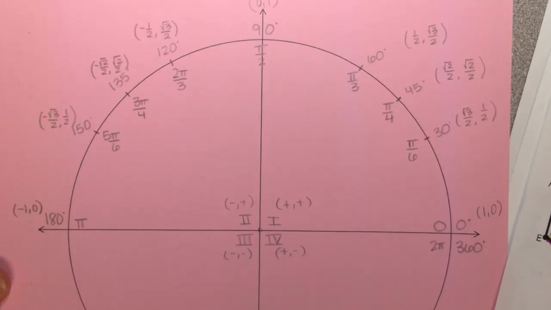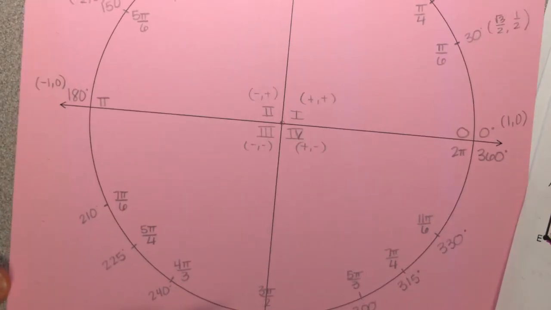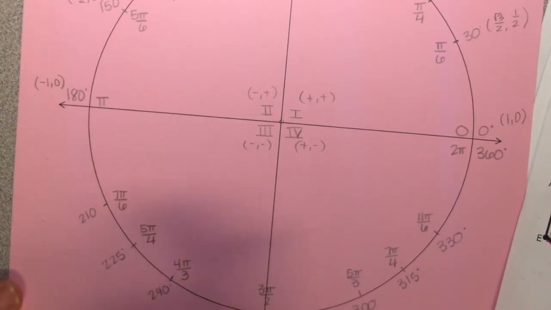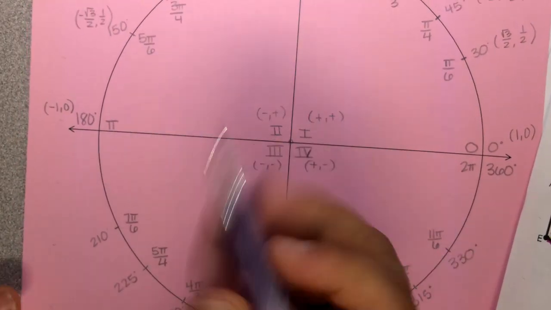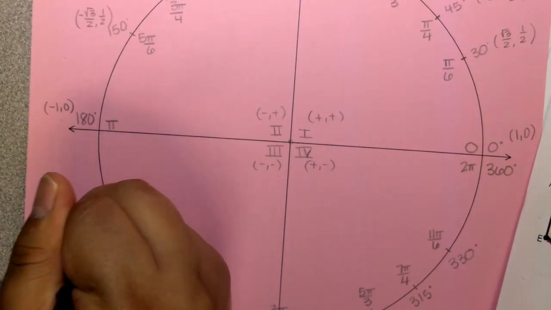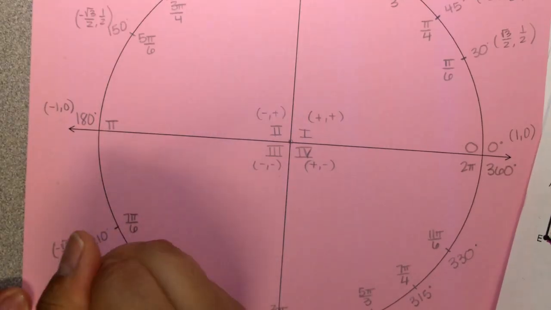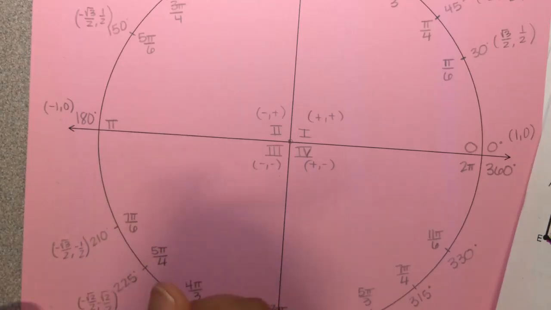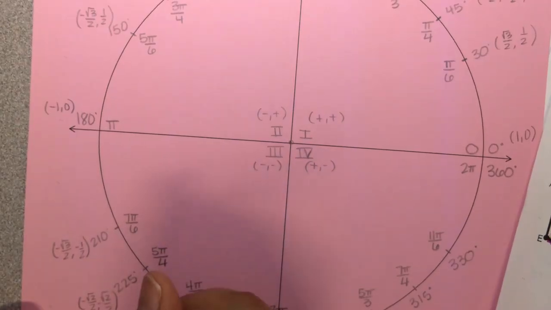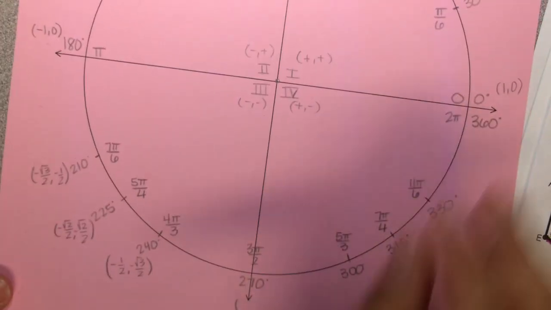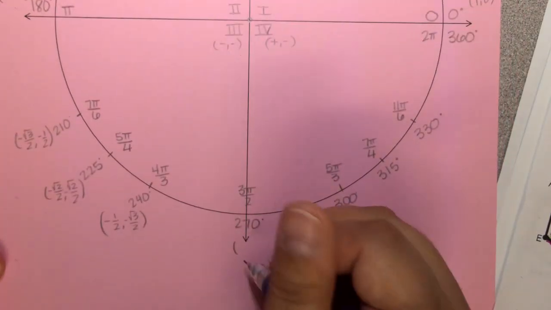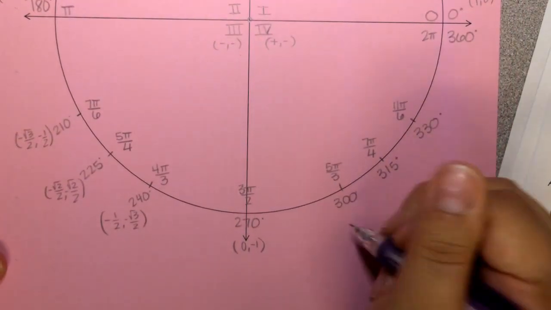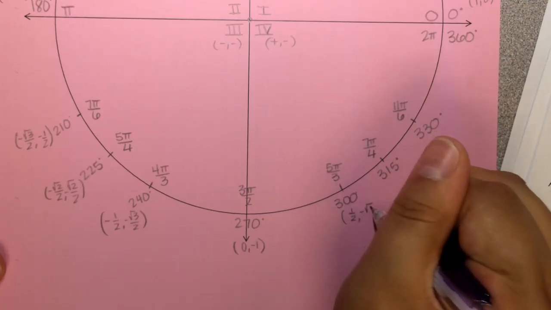And then what are you going to do with your third quadrant and your fourth quadrant? Third quadrant, both negative. Make sure you're reflecting the right ones. And then in your fourth quadrant, the y is going to be negative.